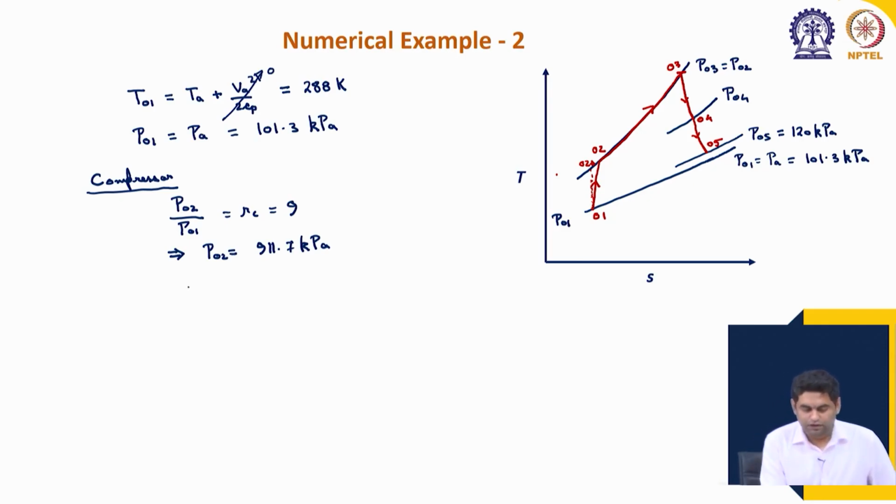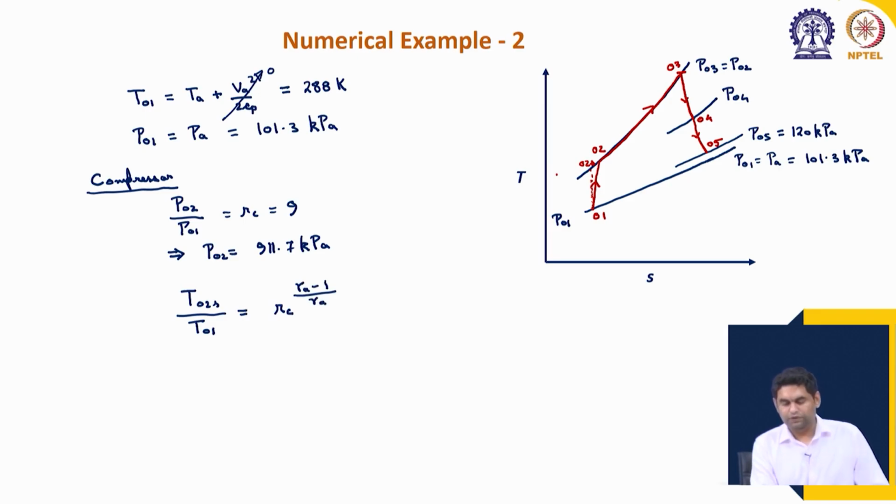Then T02 we have to find. So, for finding T02 we have to first find T02s. So, remember that T02s by T01 follows the isentropic relation, because this is an isentropic process. This is equal to RC to the power gamma of air minus 1 by gamma of air. So, 1.4, we have to be careful here that this is 1.4.